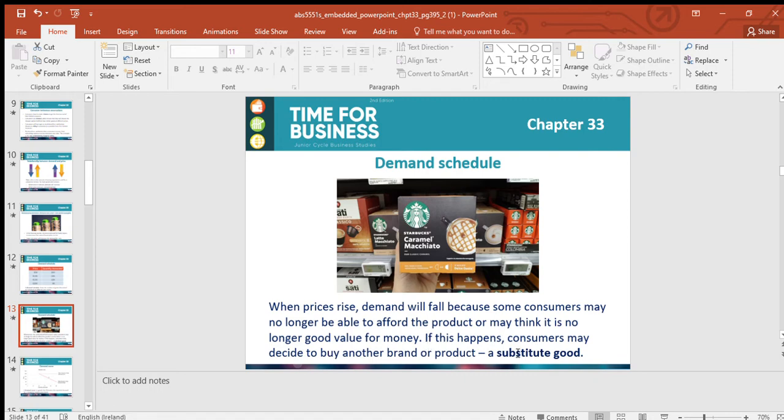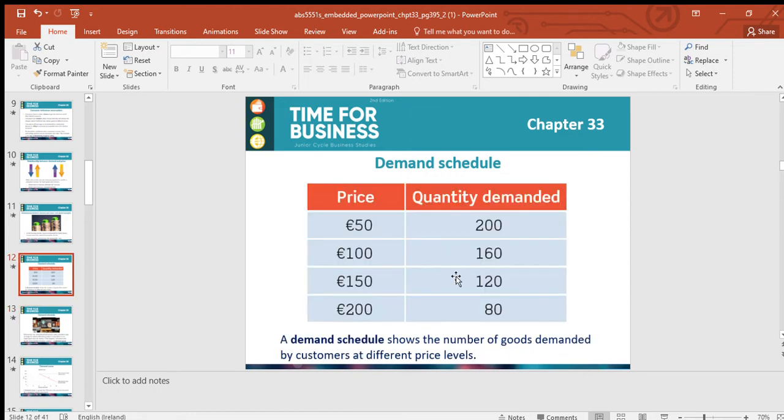If this happens, consumers may decide to buy another brand or product as a substitute good. So that's just something to do with coffee there, but I'm going to go with something that might be easier for you to understand, a jacket or something like that. So a premium brand jacket, if the price continues to go up, as we said, the demand will fall, because some people will no longer think it's good value for money.